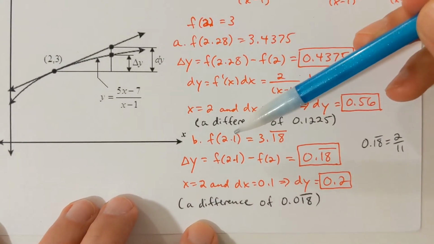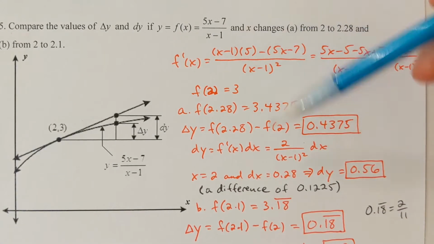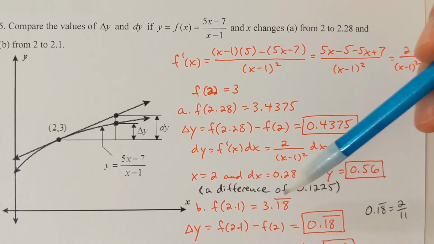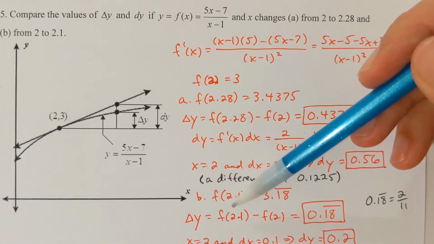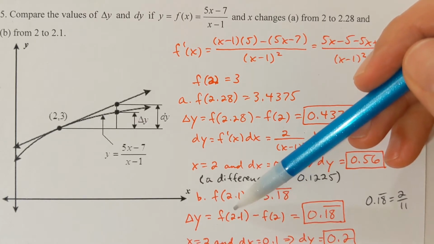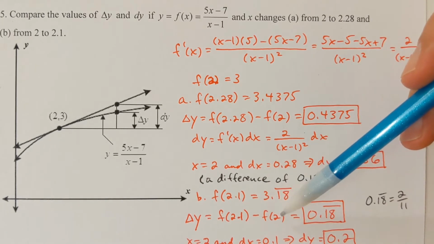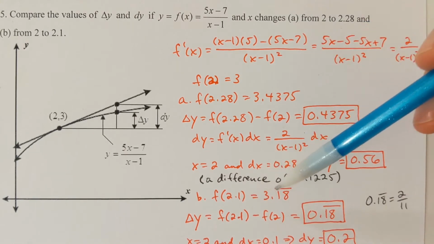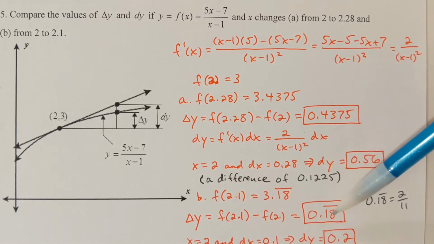Well, f of 2.1, if you plug in 2.1 here, I was getting 3.181818, the infinite decimal, 3.18 repeated. Delta y is where I take f of x plus delta x. x is 2, delta x is 0.1. 2 plus 0.1 would be 2.1, minus f of x, x is 2, so f of 2 is 3. 3.181818, the infinite decimal, minus 3 would be 0.181818, the infinite decimal.